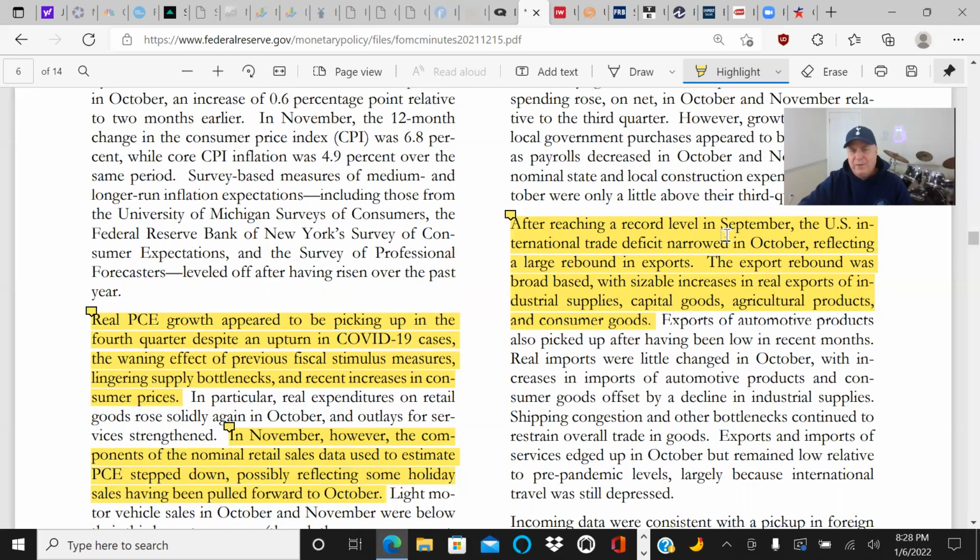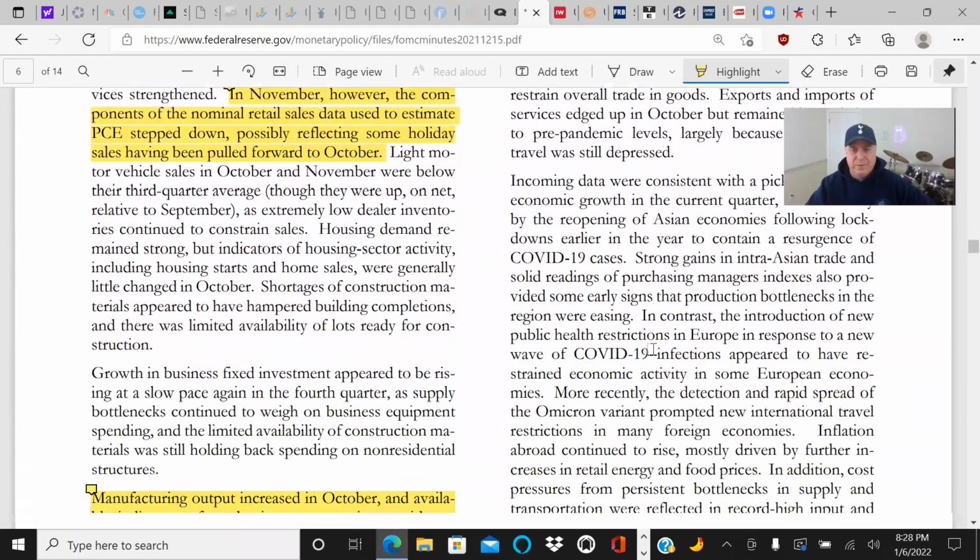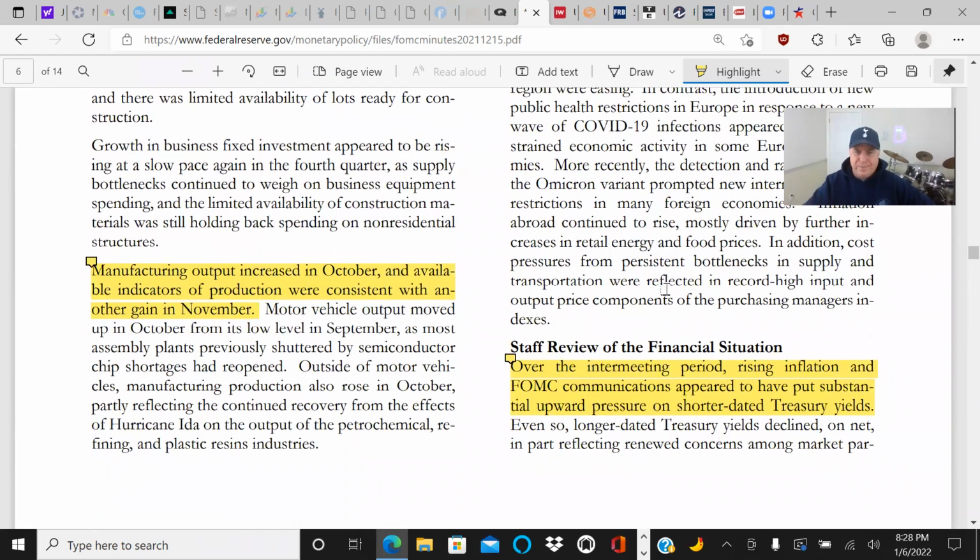After reaching a record level in September, the U.S. international trade deficit narrowed in October, reflecting a large rebound in exports. Again, with the strong economy, we're sending stuff out. We're rebounding. The export rebound was broad-based with sizable increases in real exports of industrial supplies, capital goods, agricultural products, and consumer goods. And these are a lot of the parts of the market that are actually going up right now. People are like, well, this is what's working, according to those Fed minutes.